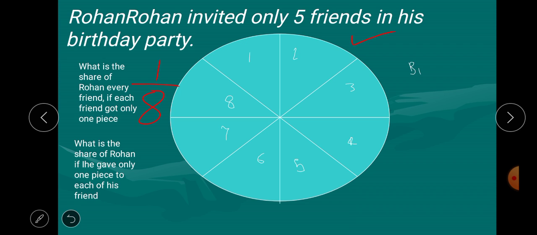What is the share of Rohan if he gave only one piece to each of his friends? As you can see, he invited 5 friends. So five pieces: this piece, this piece, this piece, this piece, and this piece. 5 parts are taken by Rohan's friends. Then as you can see, 3 parts will be left. So Rohan's share will be, out of a total of 8 parts, 3 parts. So 3 by 8 will be the share of Rohan.